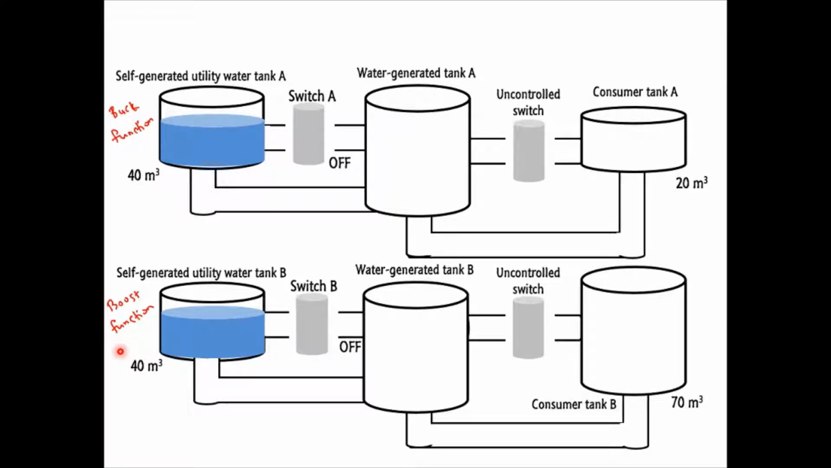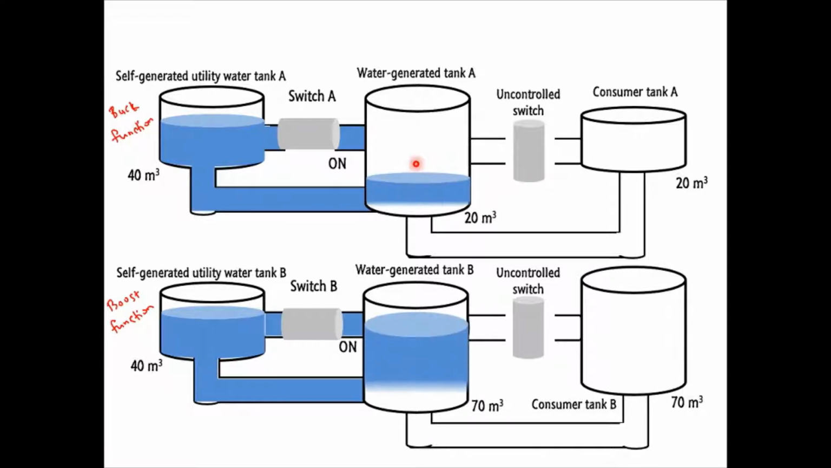When switch A and B are turned on, we can see there is a direct connection between the utility and water generated tanks only. Hence, this condition is similar to the operation of the boost converters when the transistors are turned on.